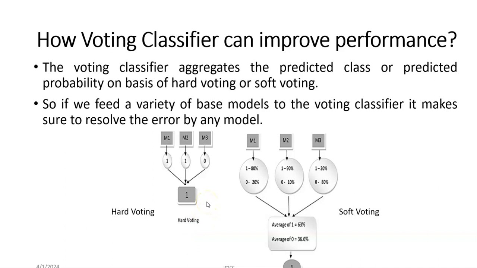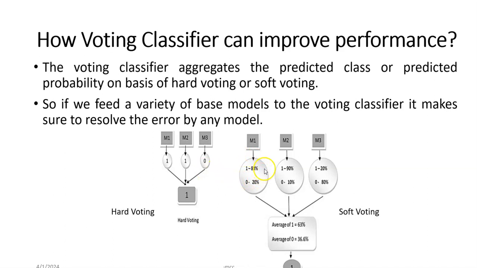So this is just a visual representation of the voting classifier. Hard voting: here we could see three models, M1, M2 and M3. Model 1 is providing result 1, model 2 is also providing result 1, model 3 is providing result 0. We can go for majority, so the final result will be 1. But in case of soft voting, we determine the probability of each class. So the output could be either 1 or 0.